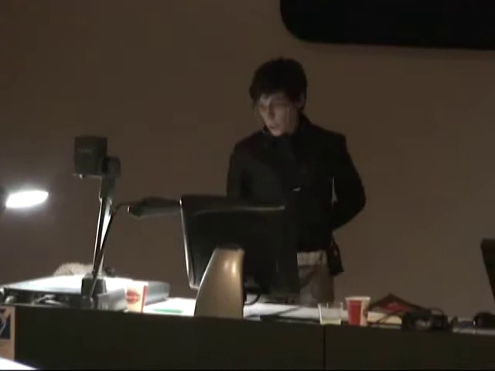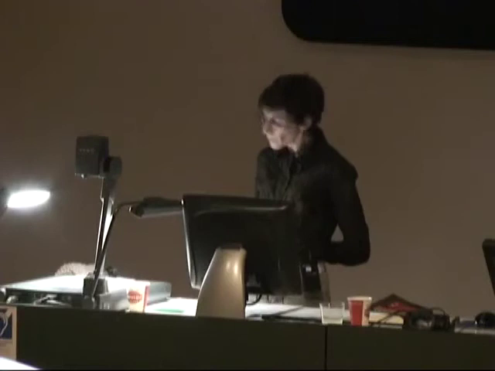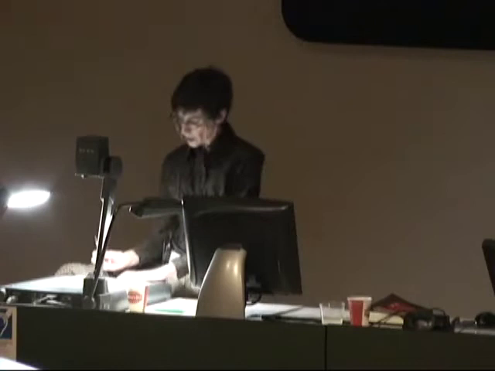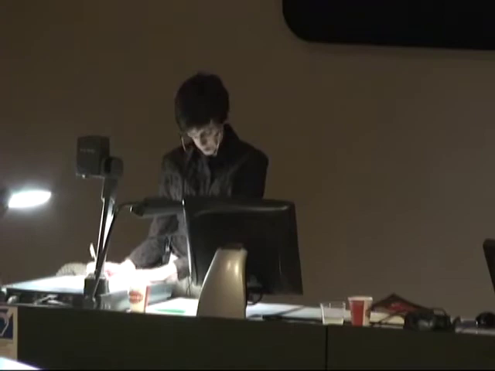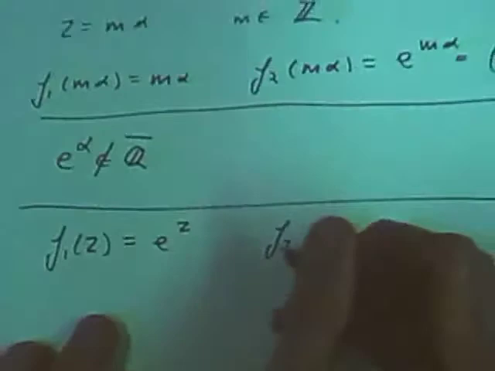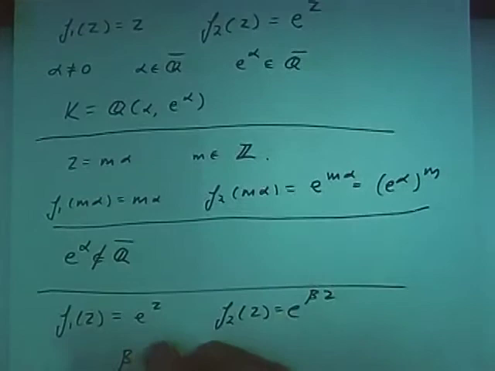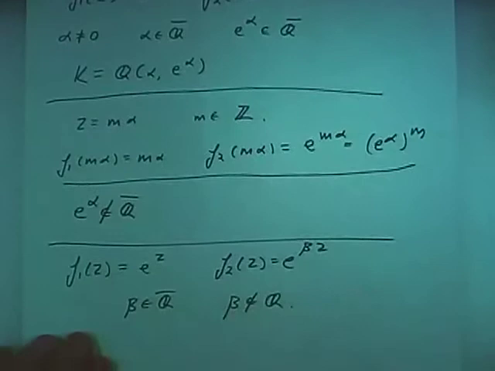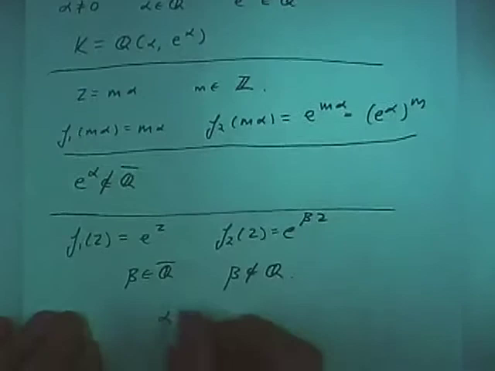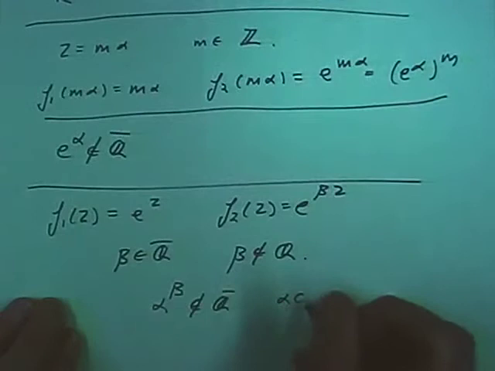And so there are lots of different pairs of functions to which, well, you can use more than a pair, but there are different sets of functions to which you can apply this. For example, if you apply it to f_1(z) equals e to the z, and f_2(z) equals e to the beta z for beta algebraic and irrational, and you look at the points m log alpha, you get that alpha to the beta is transcendental for alpha algebraic, alpha not equal to 0 and 1.